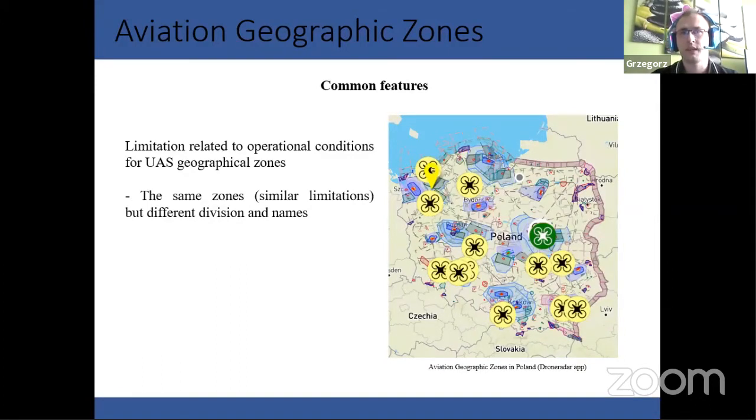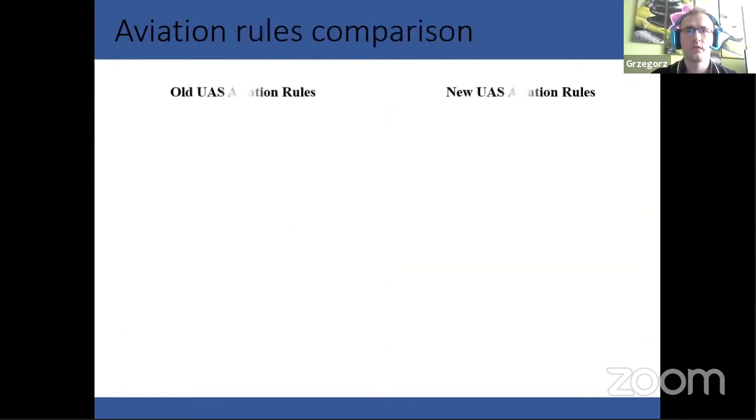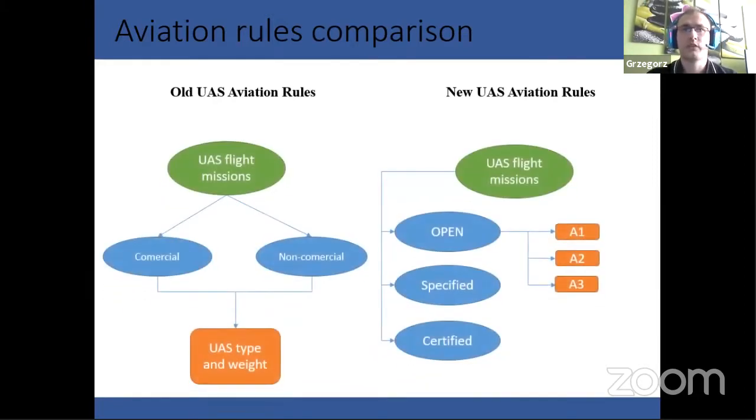The map shows current zones with limitations. Because of the time limit, I will not describe the zones, as it's a common feature for both regulations. And now we will see the differences. First of all, the UAS flight mission classification. Old rules used a scheme based on commercial and non-commercial types of flights. And then the weight and the type of UAS were taken into account.